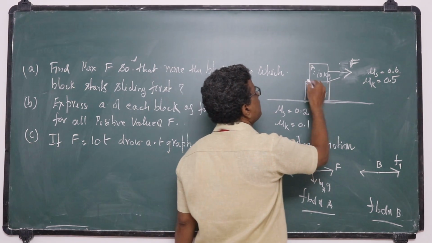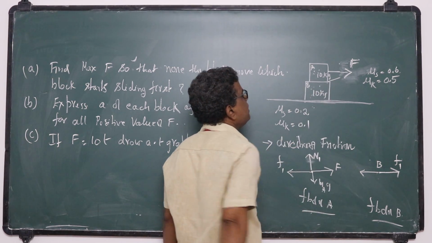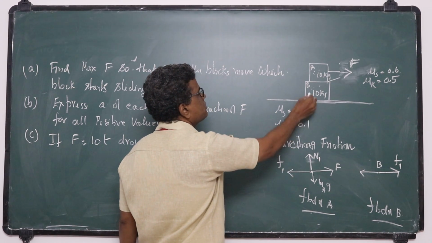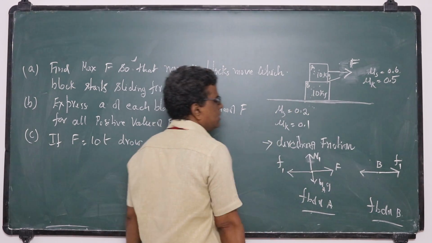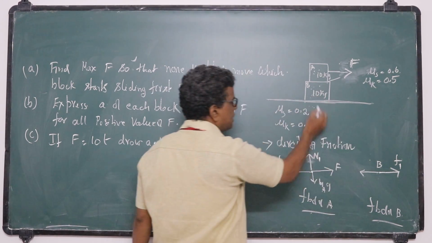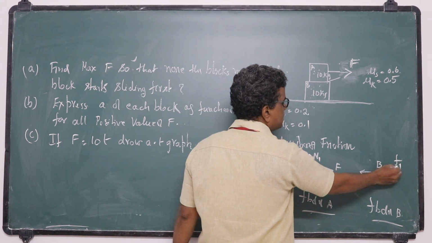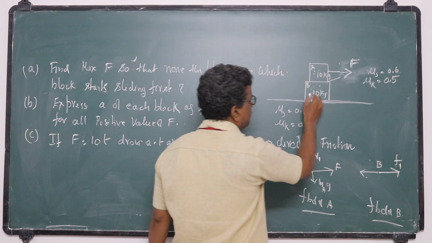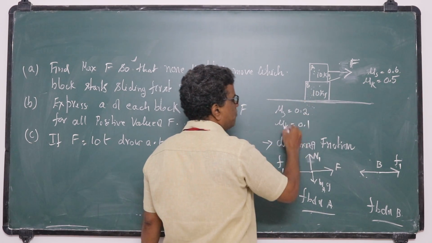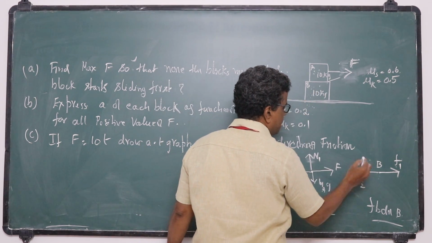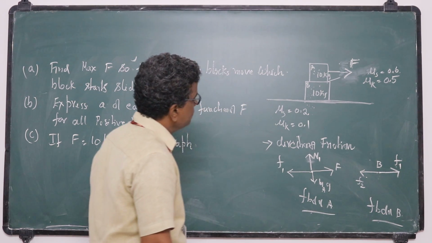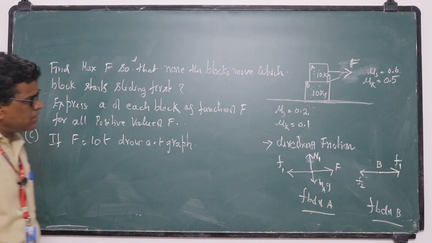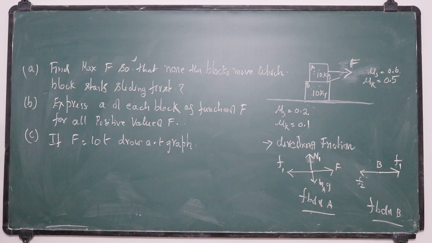So the direction of frictional force on the block B: there is also frictional force between these two, so it is self-adjusting, its direction may change. If this is the applied force on this block B, the frictional force between the ground and the surface opposes its motion. Let it be F2. So these are the FBDs and directions of frictional forces.